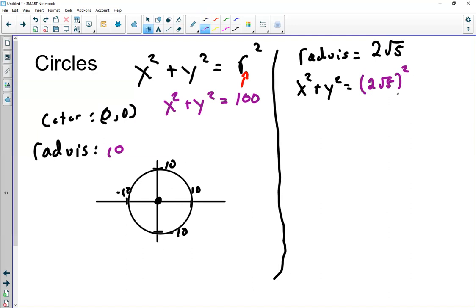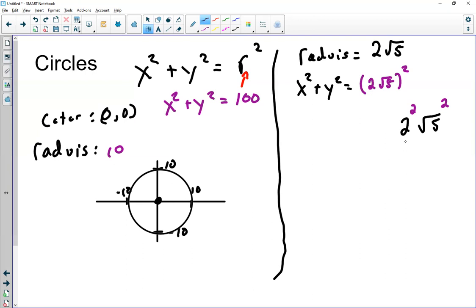Guys, when you square something like this, you square both pieces separately. So I distribute the square: this gets squared and this gets squared. You could put parentheses 2 root 5 in your calculator, sure. Can I just put 2 root 5 in my calculator? Yes, but this is how you do it.